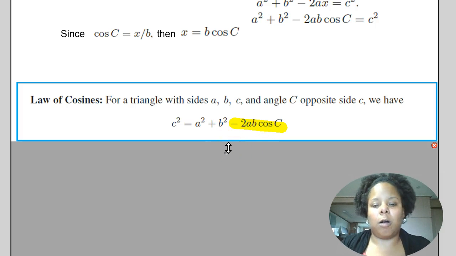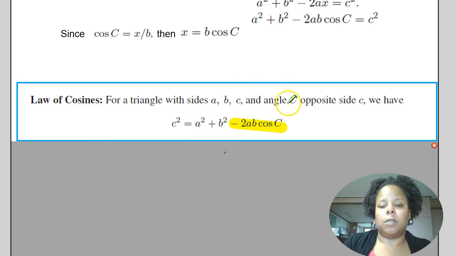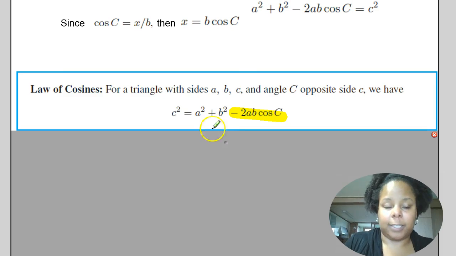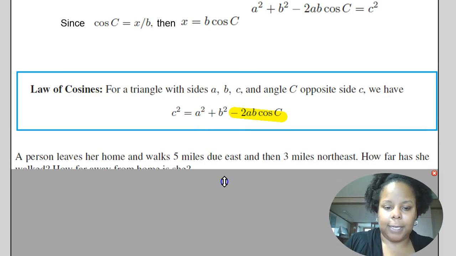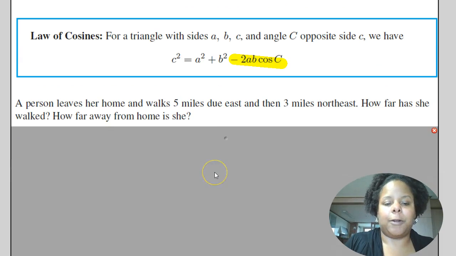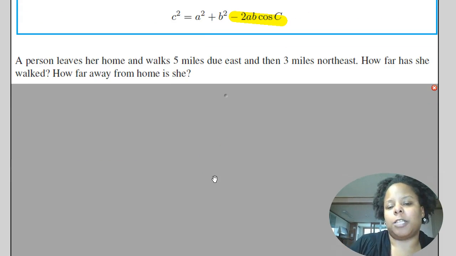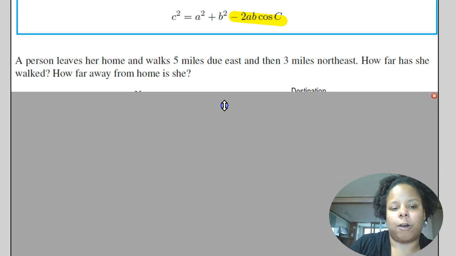Now, if you recall, we're talking about angles of a triangle. So A, B, and C are going to be angles less than 180 degrees because their sum has to be equal to 180 degrees. All right, let's look at an example. A person leaving her home walks 5 miles due east and 3 miles northeast. How far has she walked?